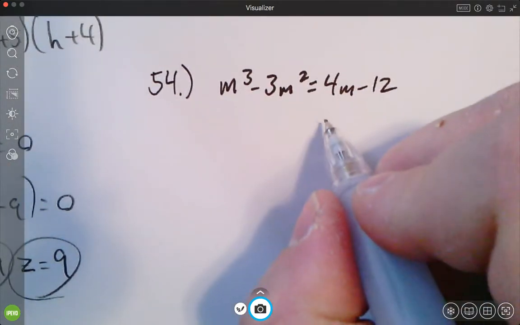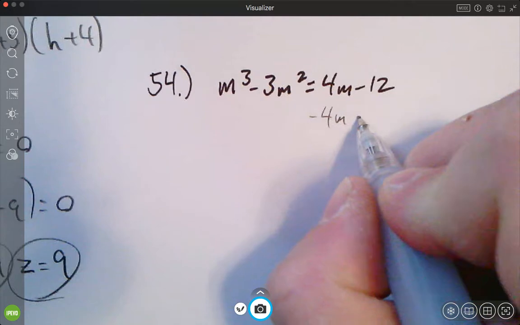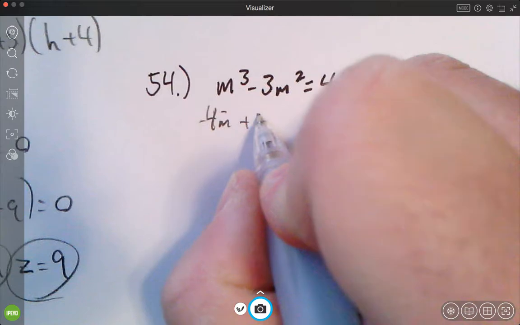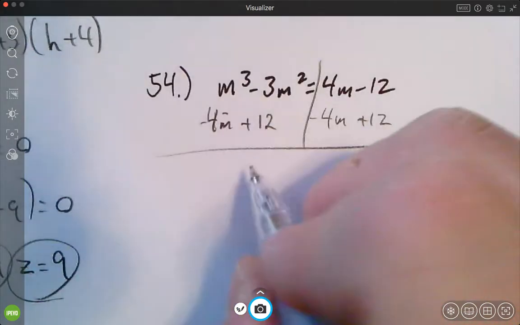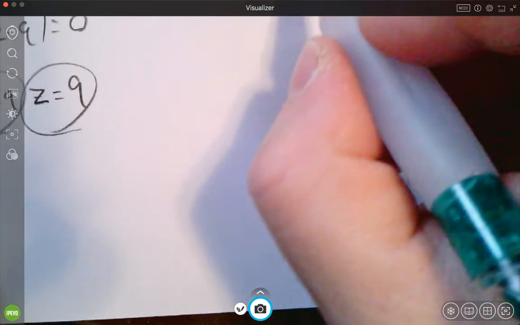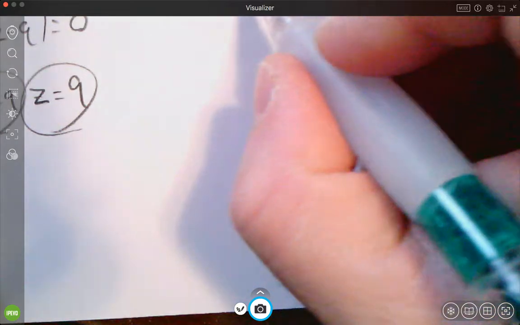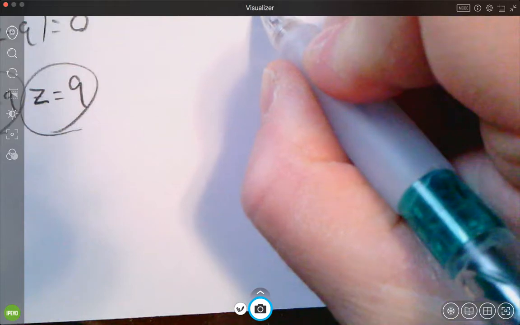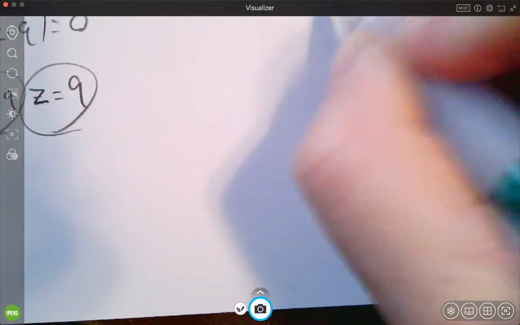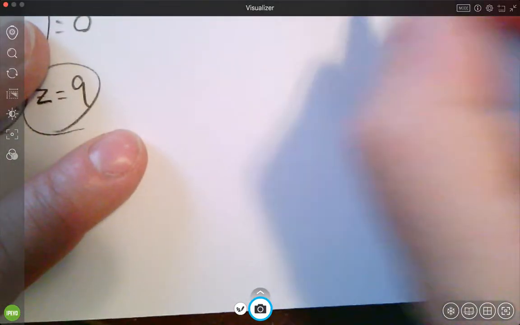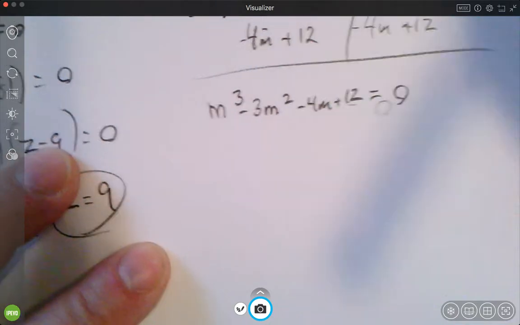And then the last one here, kind of similar to the wall of fame. I'm going to put minus 4m plus 12 on both sides, kind of doing it in one step. So I'm left with 0 on this side. And over here, it looks like it's going to be factoring by grouping: m to the third minus 3m squared minus 4m plus 12 equals 0. Yikes, that was weird. Whoops, sorry if you didn't see that, my bad.